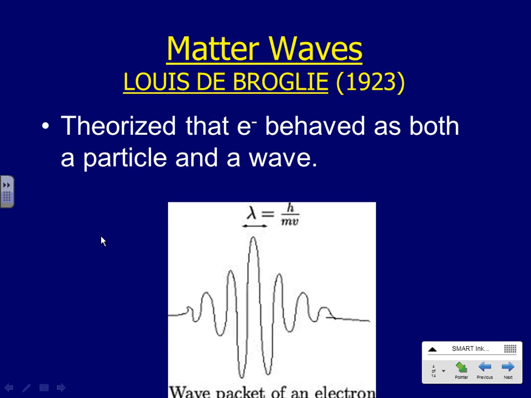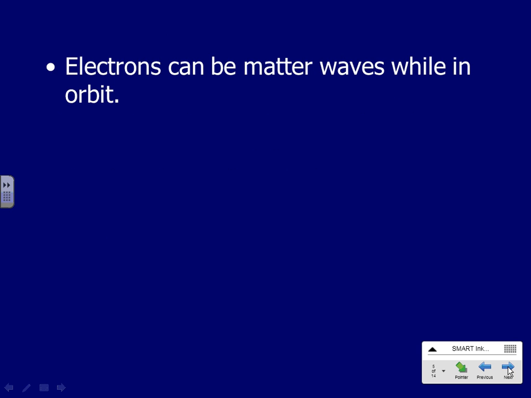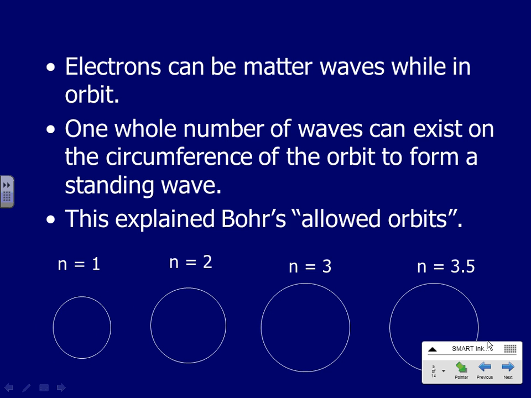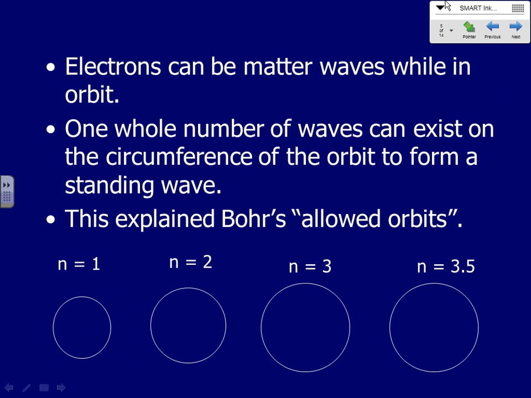But if you calculate the wavelength for an electron moving at the speed it moves in an atom, you get a wavelength that's about as big as the orbit. So here's what he proposed. What we have now is, instead of electrons in orbit moving, they're not particles moving, but they're waves waving as they're in orbit. Now, what would that look like? Well, it would look like this.